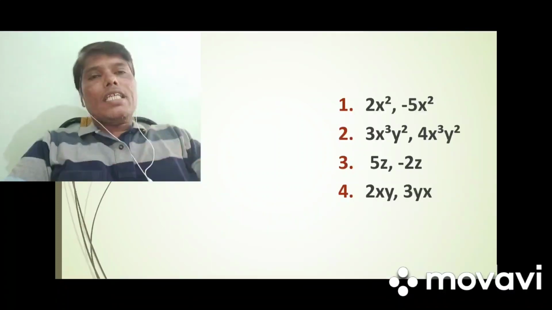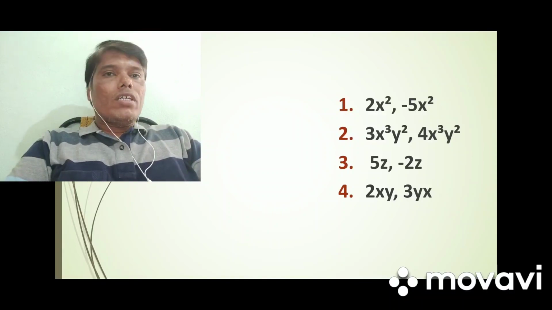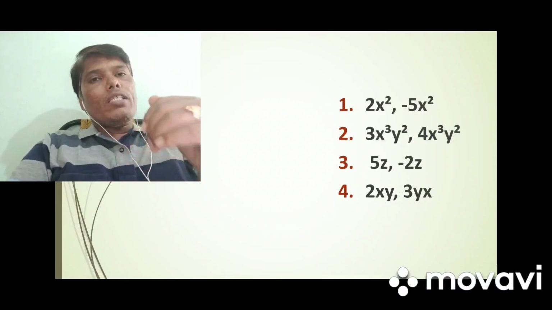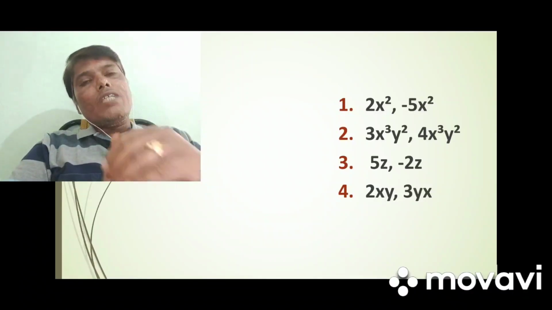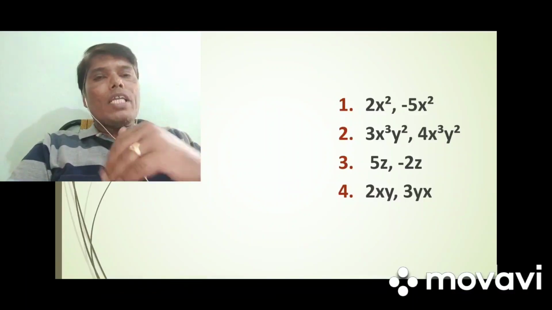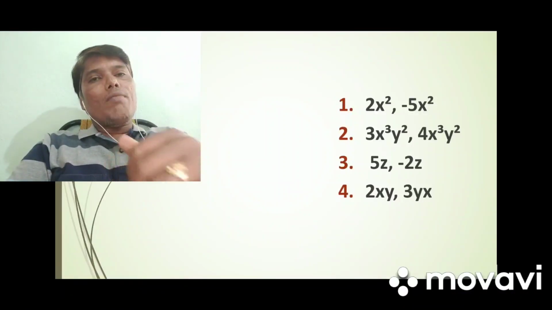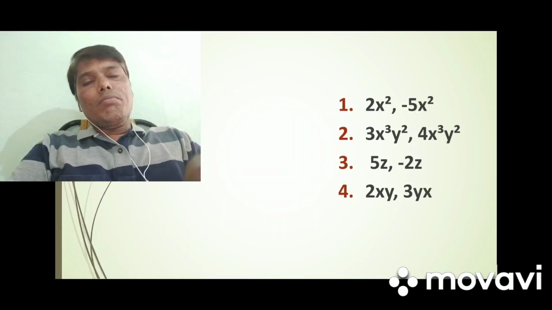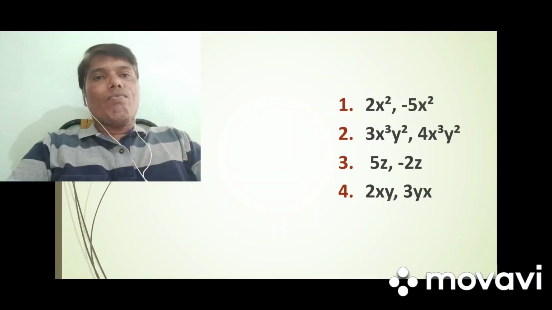Let us observe the next example, 3x cube y square, 4x cube y square. These are having the same variables x and y with the same exponents 3, 2, 3, 2. That is why these two are also like terms. Let us observe the next example, 5z, minus 2z. These two terms are having the same variable z, of course with the same exponent 1, 1. Here the exponent is not mentioned, means the exponent is 1.